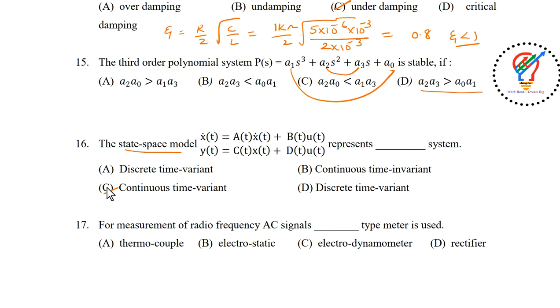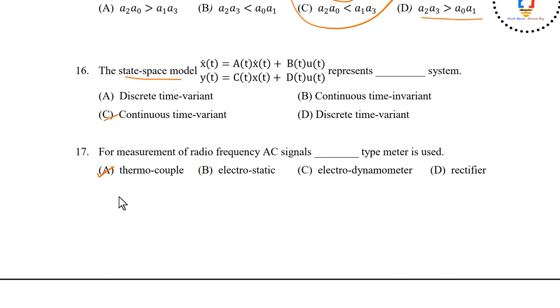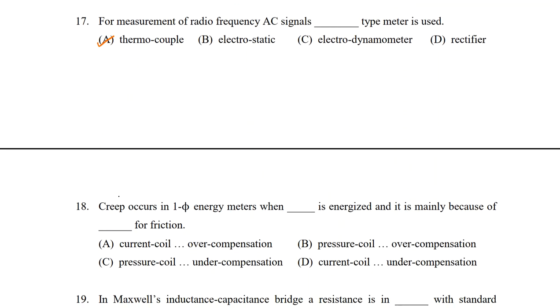Next one. For measurement of radio frequency AC signals, dash type meter is used. So for the measurement of radio frequency signals, a thermocouple is used here. Thermocouples are very accurate at higher frequencies, so the thermocouple is the best preferred for measurement of radio frequency AC signals. Next one.